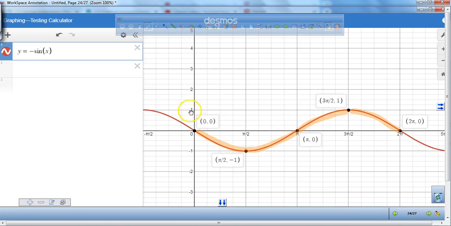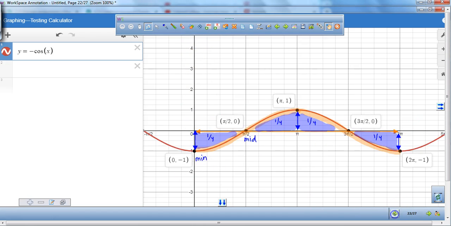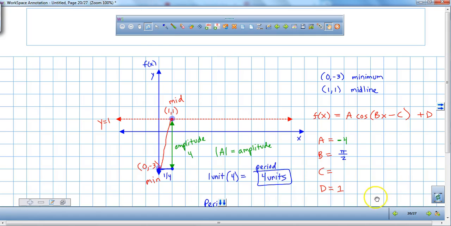So it starts right here on the y-axis. If your graph actually starts on the y-axis, it's a beautiful thing. It means there's no phase shift. If there's no phase shift, that means your c value is equal to 0. So we'll probably be getting the phase shift here pretty soon on some of these problems. But right now, your c value is 0.